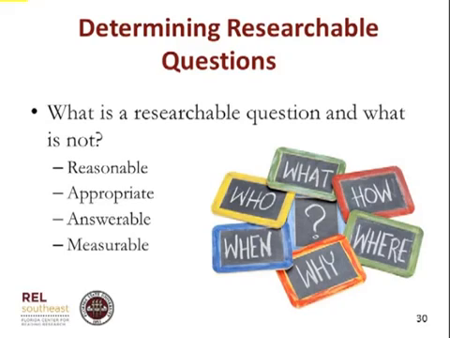Some guidelines about research questions include, they are reasonable, that is, it's doable to carry out the research. They are appropriate. It fits the program or alliance goals or purpose. They are answerable. Data can be gathered to actually answer the question. They are measurable, in that we know which specific indicators or measurements are used to measure the variables of interest.